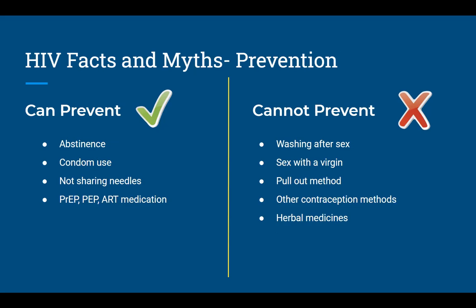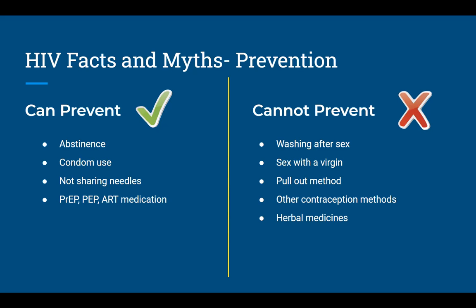All right, so prevention. If you want to prevent HIV from spreading, the best way to prevent it is abstinence, which is basically not having sex at all. Condom use is also a really good method. Not sharing needles is also a really good way to prevent it. And as Caitlin spoke about before, it's the medications, which are the PrEP, the PEP, and the ART medications.